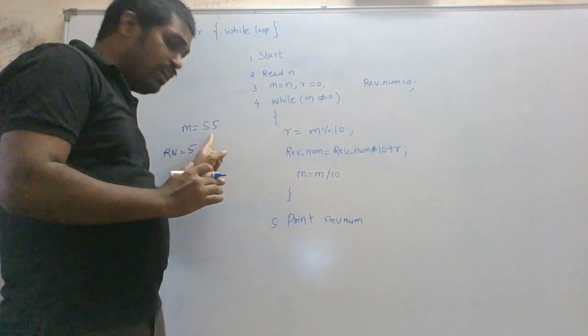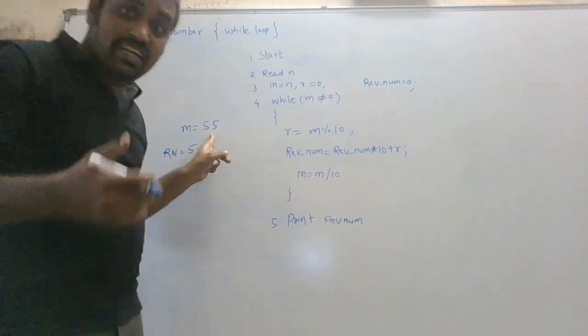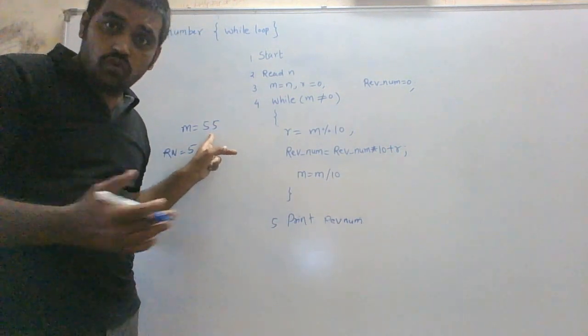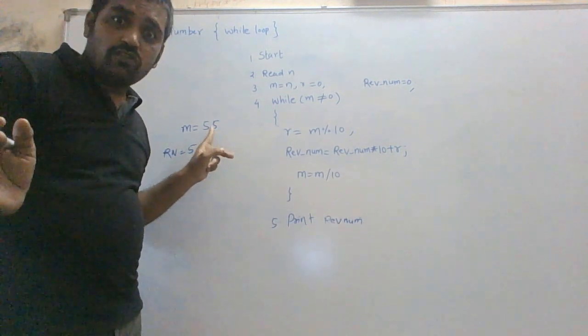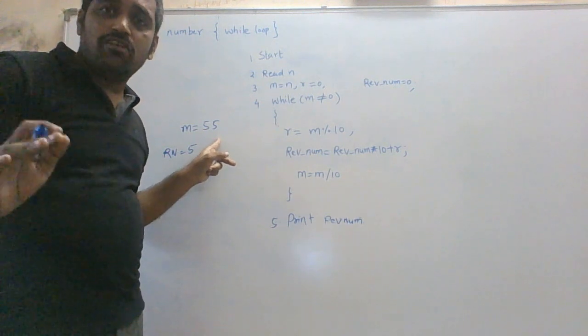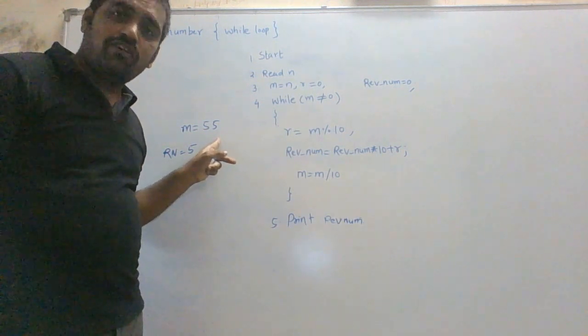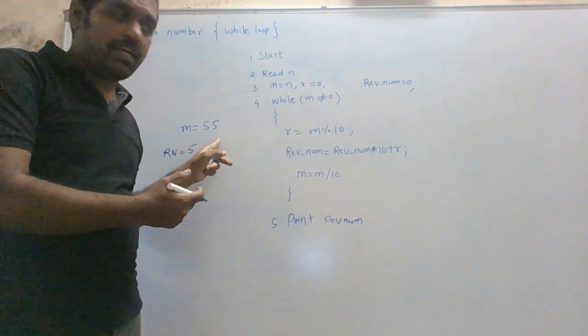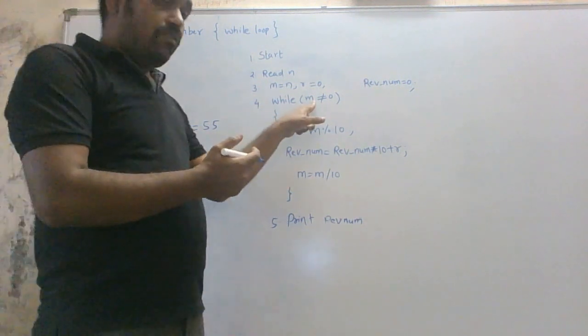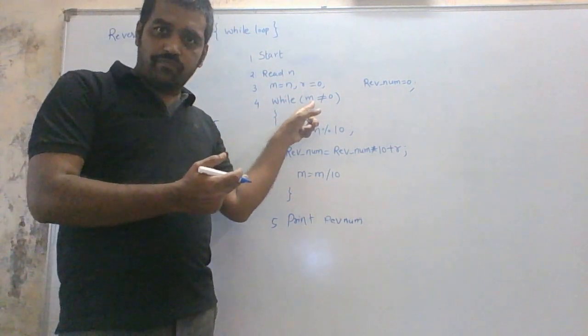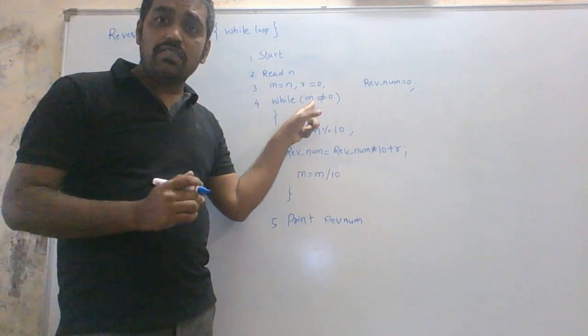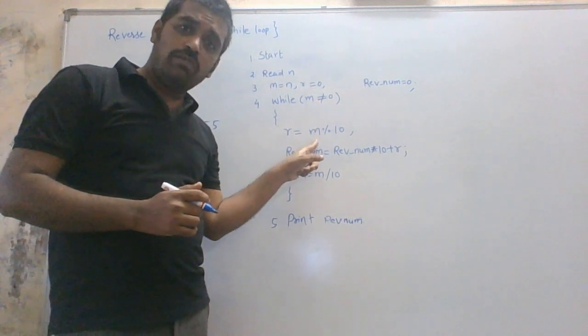So m was 55. 55 divided by 10 is integer division, so no fractional part will be generated. 55 divided by 10 will be 5. It is 5 point something, but only the integer part is taken here. Then it will be compared whether m is equal to 0 or not. m is not 0, m is 5. So again it will come inside this loop.